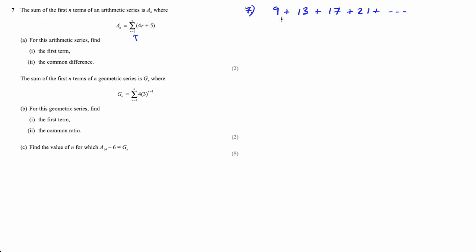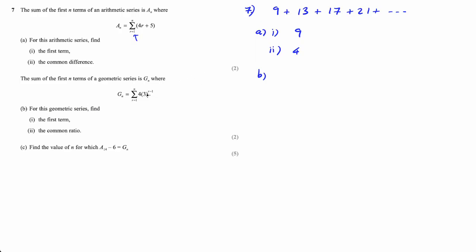So that's what this sigma notation whole thing means. Okay. So this makes my first question a bit easier, because the first term is obviously just 9. And then the common difference is obviously just 4. You can see it very clearly here. It's also whatever this 4r is there. Okay, that's part A. Part B. The sum of the first n terms of a geometric series is g of n, where g of n is this. For this geometric series, find the first term and the common ratio.